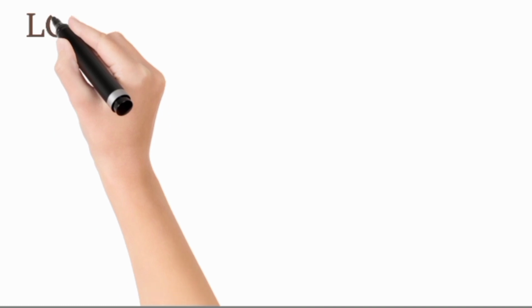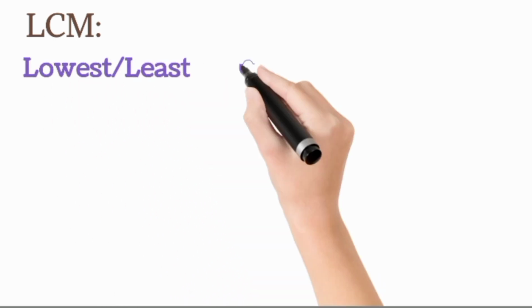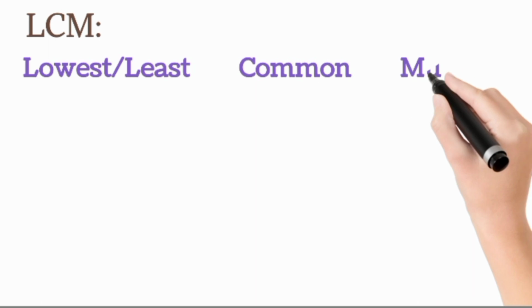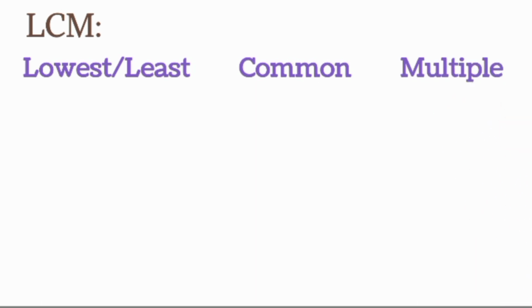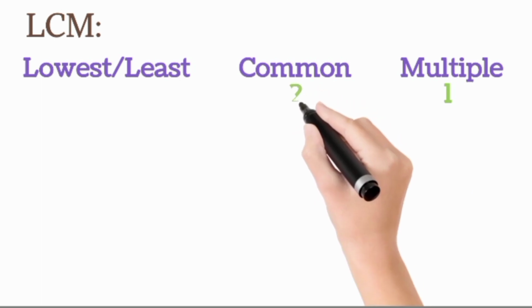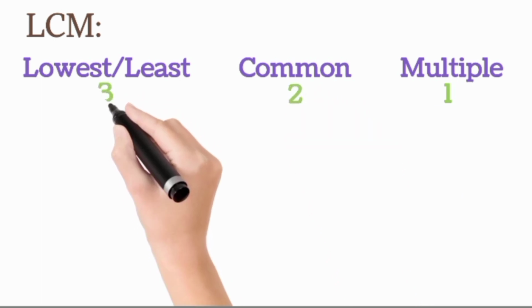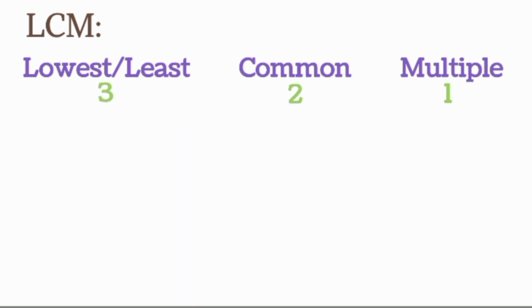Now let's learn about LCM. L stands for least or lowest, C stands for common, and M stands for multiples. Step number 1 is to find out the multiples of any number. Step number 2 is to find out the common multiples. And step number 3 is finding out the lowest of all those common multiples.